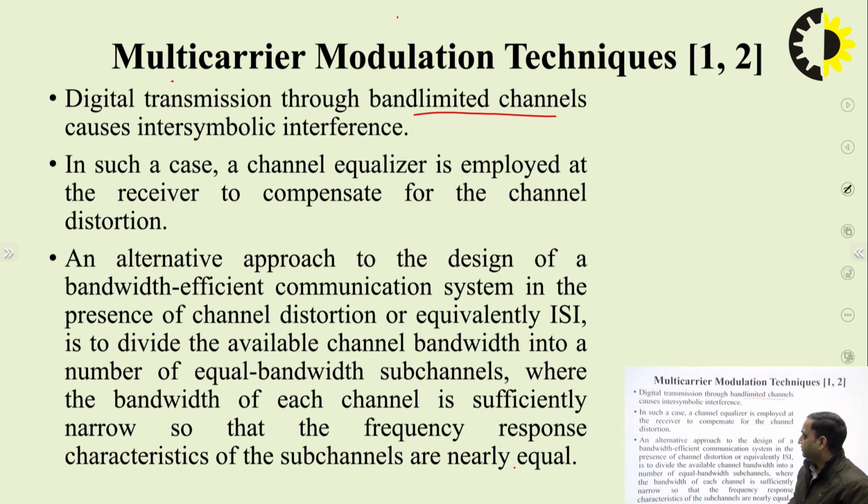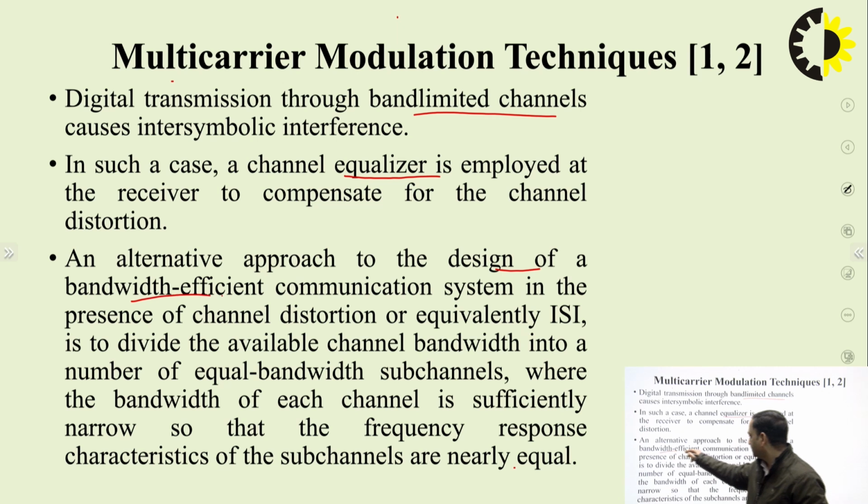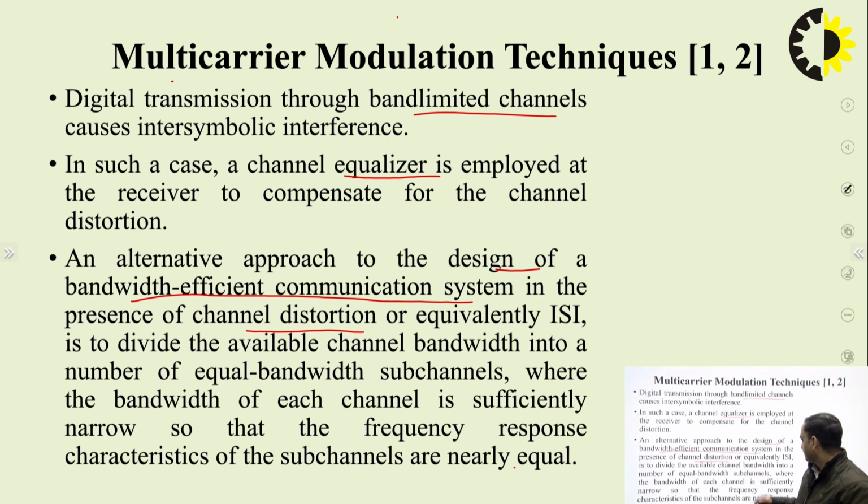If we talk about ISI reduction techniques, one method for reducing ISI is the equalizer. By using the equalizer, we can reduce the intersymbol interference. This is one of the methods we generally use. Another alternate approach for reduction of ISI is to design a bandwidth efficient communication system. In the presence of channel distortion, which is the fading effect or equivalently ISI, we divide the available channel bandwidth into a number of equal bandwidth sub channels, for which we use sub carriers, where the bandwidth of each channel is sufficiently narrow.